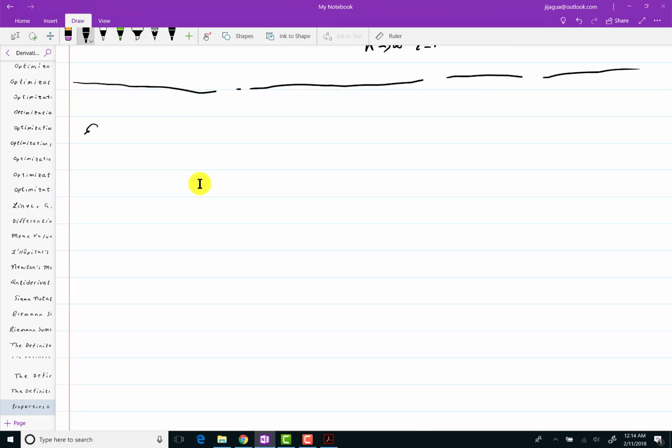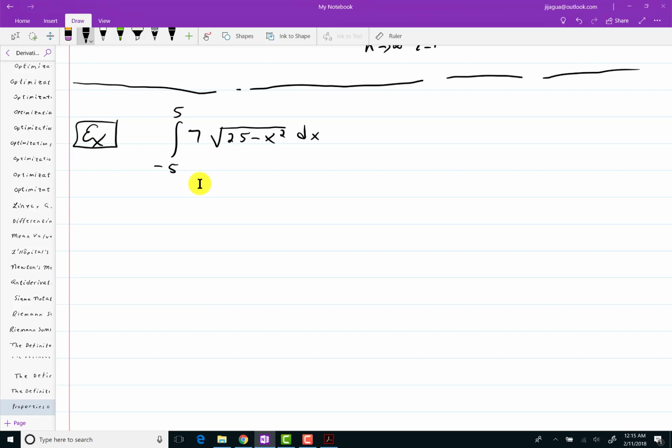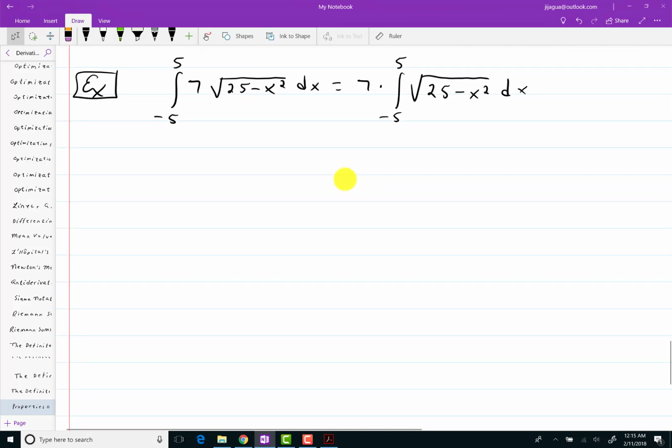As an example to illustrate that, suppose I give you the integral from negative 5 to 5, 7 times the square root of 25 minus x squared dx. Well, that equals 7 times the integral from negative 5 to 5, square root of 25 minus x squared dx. Now, we're actually expecting you to know what this integral is. This here is the top half of a circle centered at the origin of radius 5.